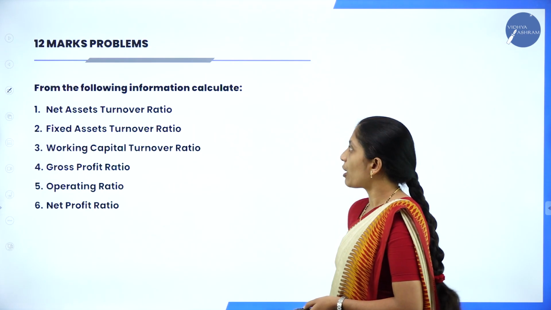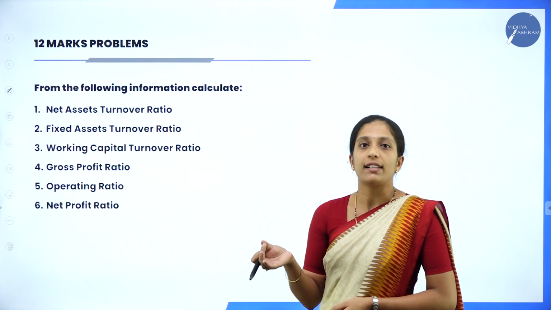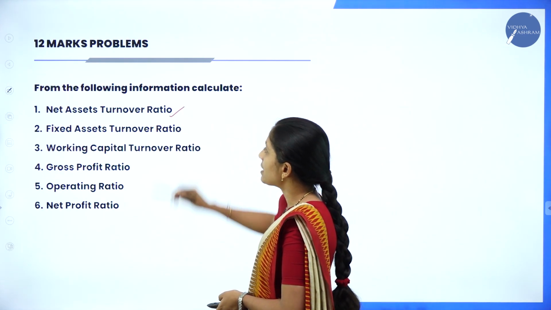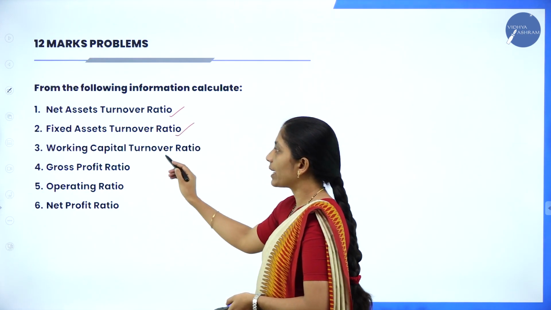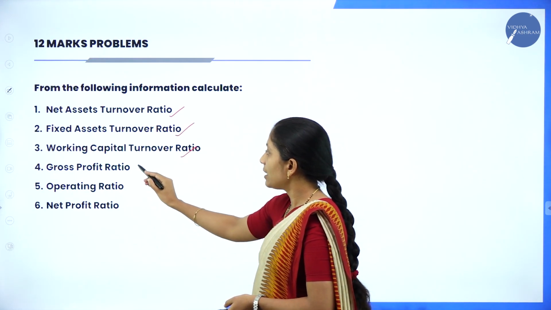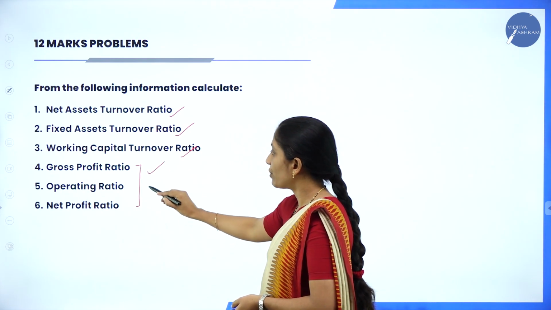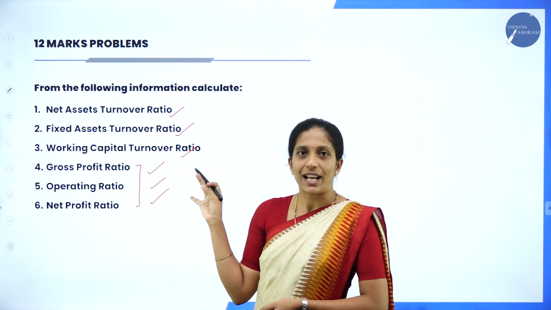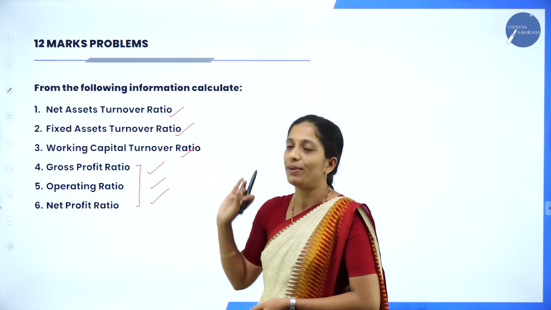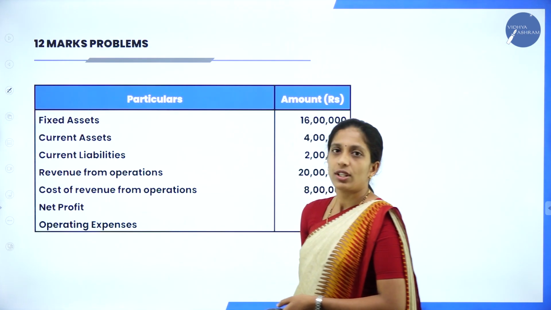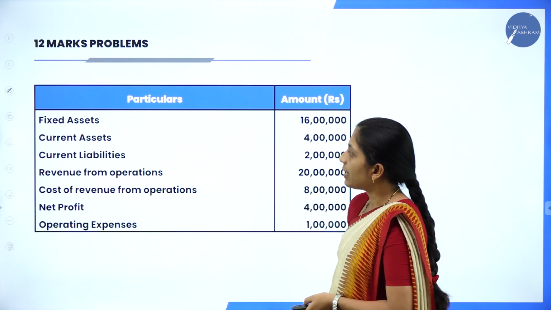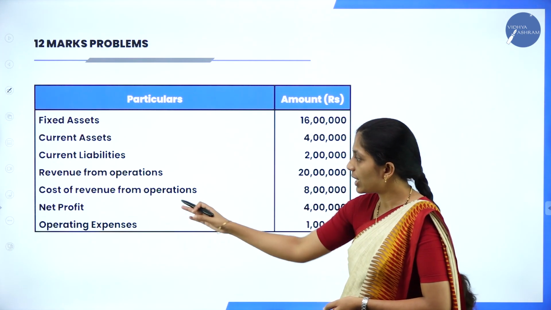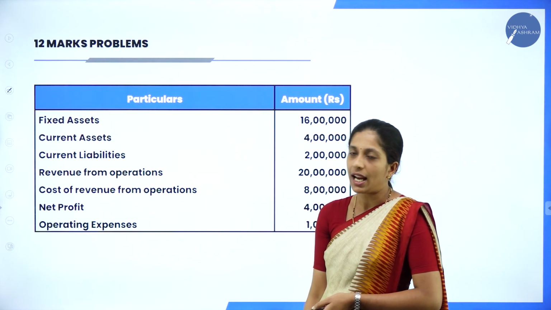Now moving on to the next problem from this chapter, where they have asked a quite different problem for 12 marks. From the following information, calculate net assets turnover ratio, fixed assets turnover ratio, working capital turnover ratio, and these three ratios we have already discussed: gross profit ratio, operating ratio, as well as net profit ratio. This is also a question paper problem. You can go through this easily, you just have to know the formulas. Let us see what information they have given: fixed assets, current assets, current liabilities, revenue from operations, cost of revenue from operation, net profit, and operating expenses.